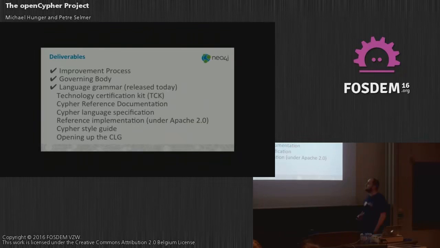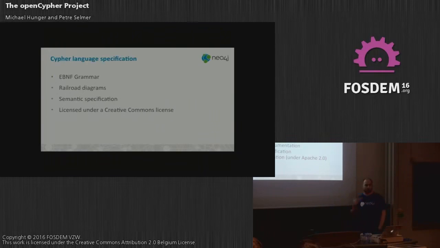So we have some deliverables that we've already done and some that are still outstanding. One is this self-improvement process that I just showed you. The governing body also exists. And as of today, we released the first EBNF grammar for Cypher. So you're the first to hear about it, because it was just pushed to the GitHub repository two hours ago or so. This grammar enables people to write, for instance, highlighters or verifiers for the language. It allows you to do query generation and validation.